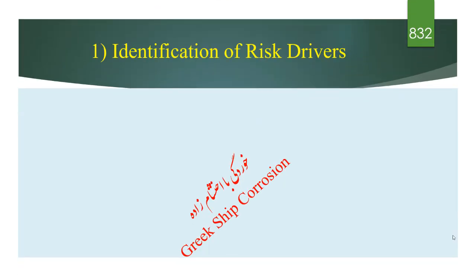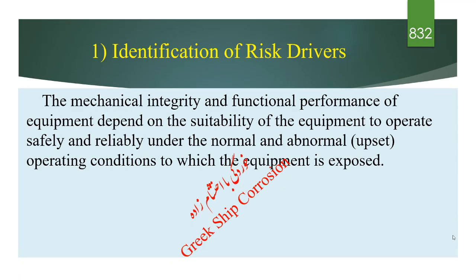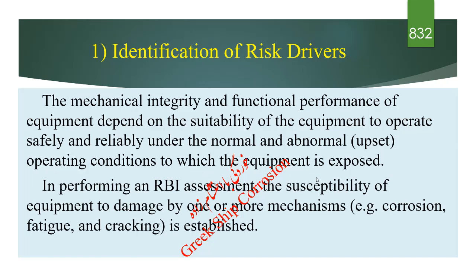1. Identification of risk drivers. The mechanical integrity and functional performance of equipment depend on the suitability of the equipment to operate safely and reliably under the normal and abnormal or upset operating conditions to which the equipment is exposed. In performing an RBI assessment, the susceptibility of equipment to damage by one or more mechanisms, for example, corrosion, fatigue, and cracking, is established.